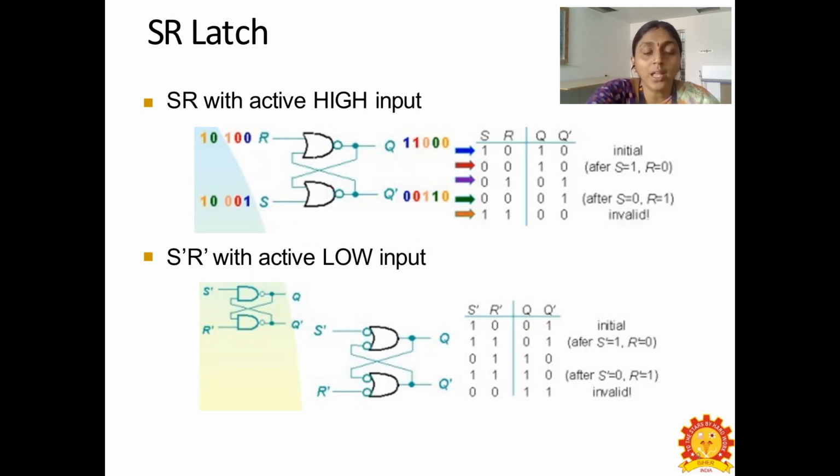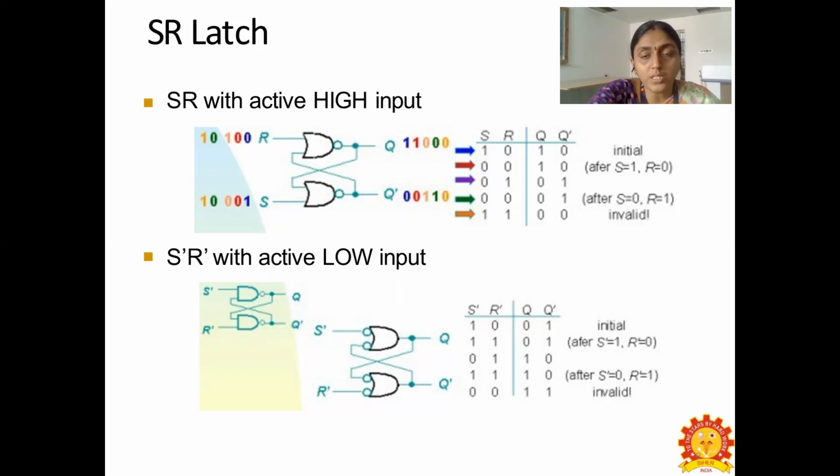And here is the NOR gate implementation. According to that, the state table has been drawn, and the Q and Q dash output values are determined. We can see the first NOR gate having the R input, and the other NOR gate having the S input. The output of the first NOR gate, Q dash, is sent as the input to the other NOR gate, and the output Q is sent as the other input for the next NOR gate.